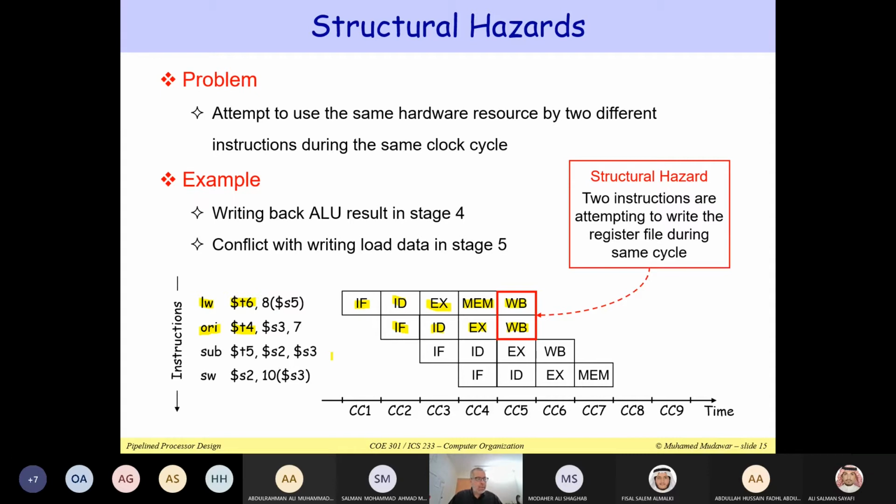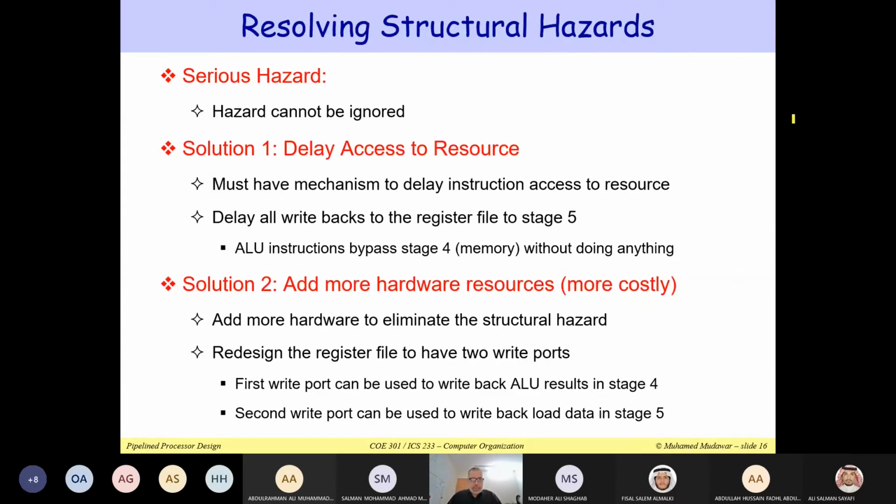This conflict is called a structural hazard, and this is because we are allowing 2 instructions to write back to the register file at the same time. That's the meaning of structural hazard. So how do we handle this structural hazard? We have one of 2 solutions.